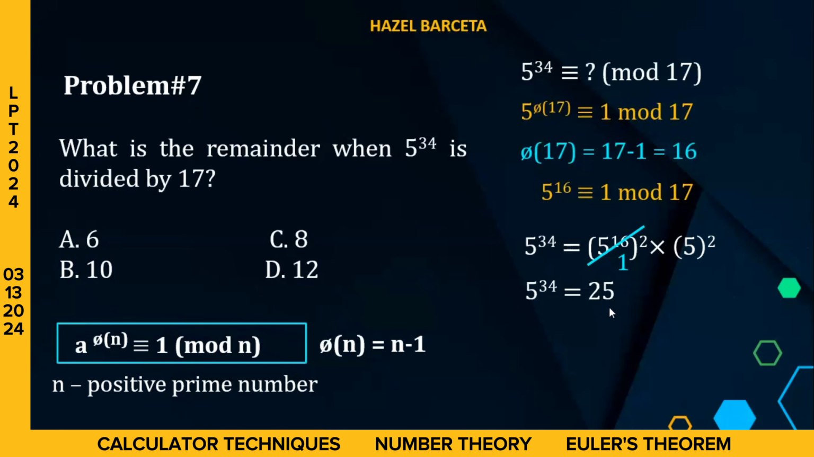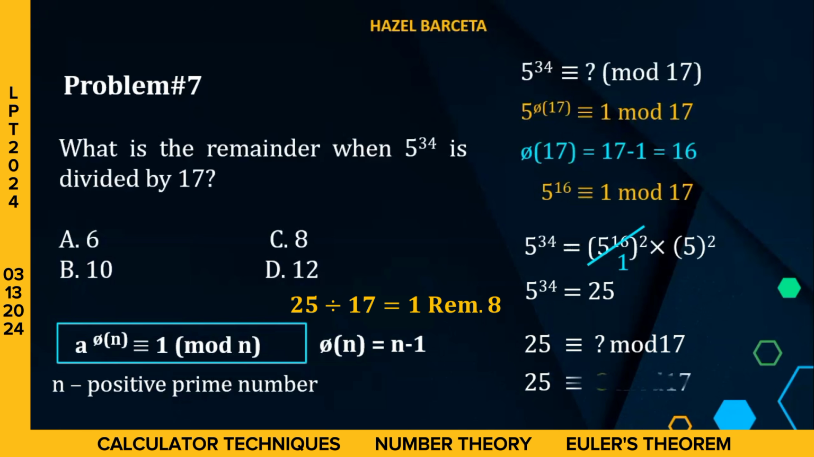At kaya na po ito ng ating calculator. So, here, 25 minus 17, we have 8 as our remainder. So, letter C ang sagot. Paano po nangyari? Diba po, 25 divided by 17 is equal to 1. 1 times 17, we have 17. So, 25 minus 17, we have 8. That is why our answer is letter C. Ayan po.